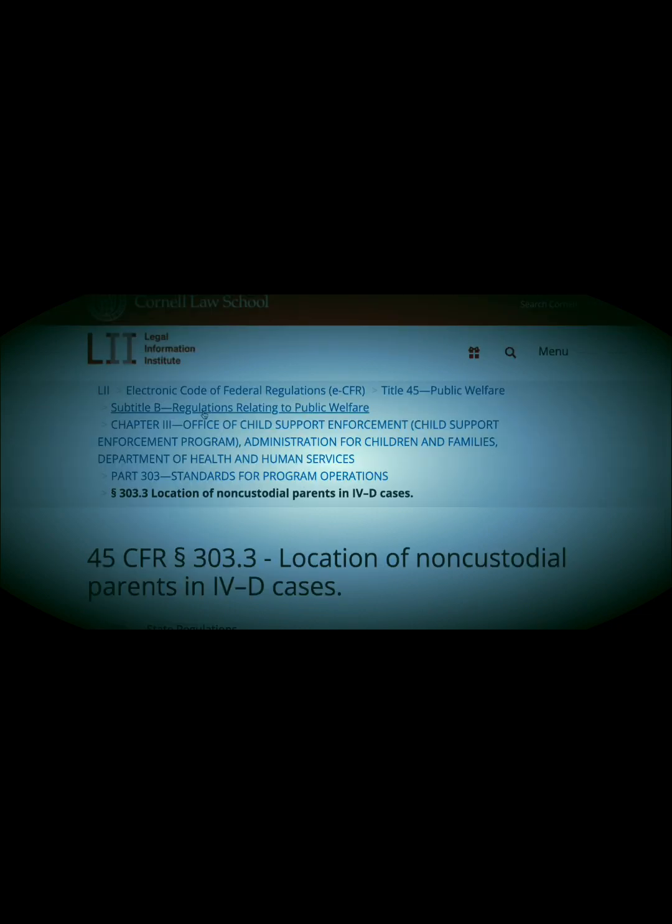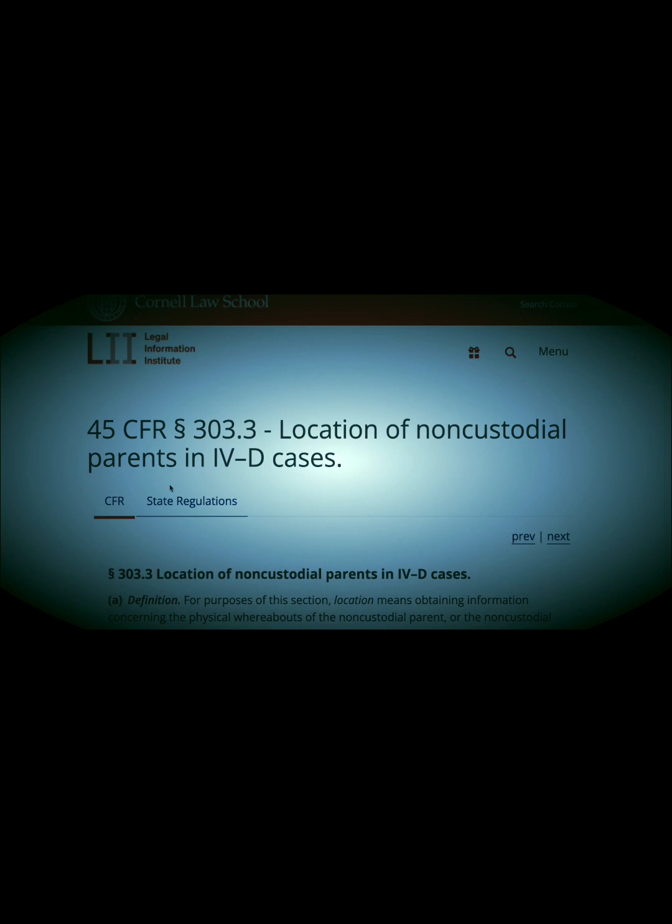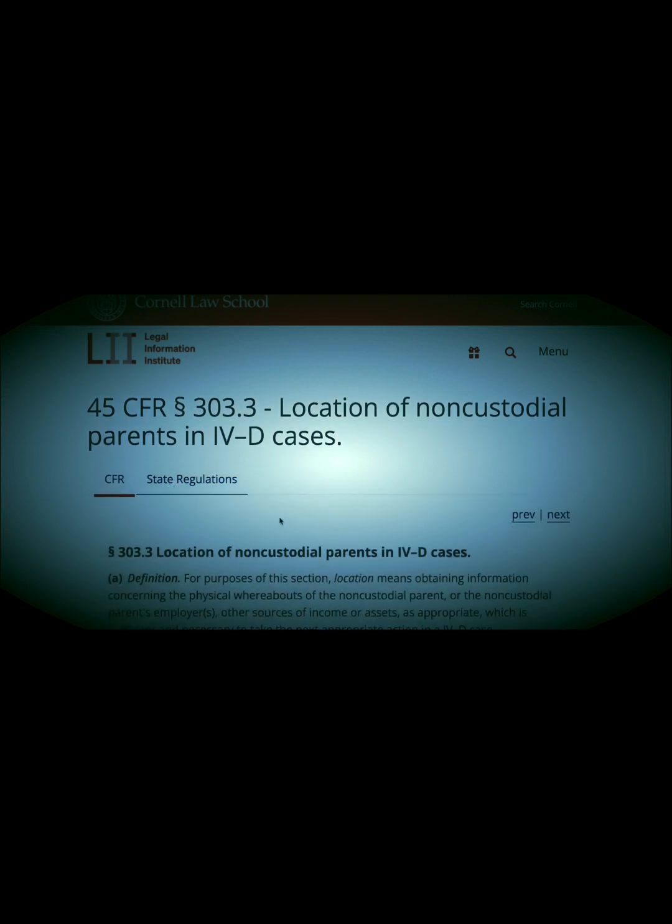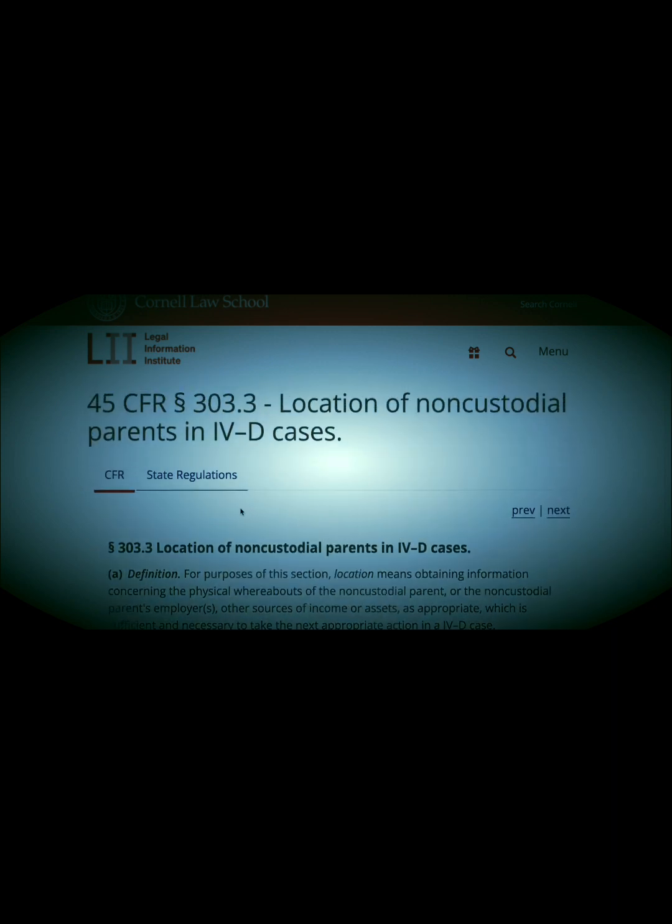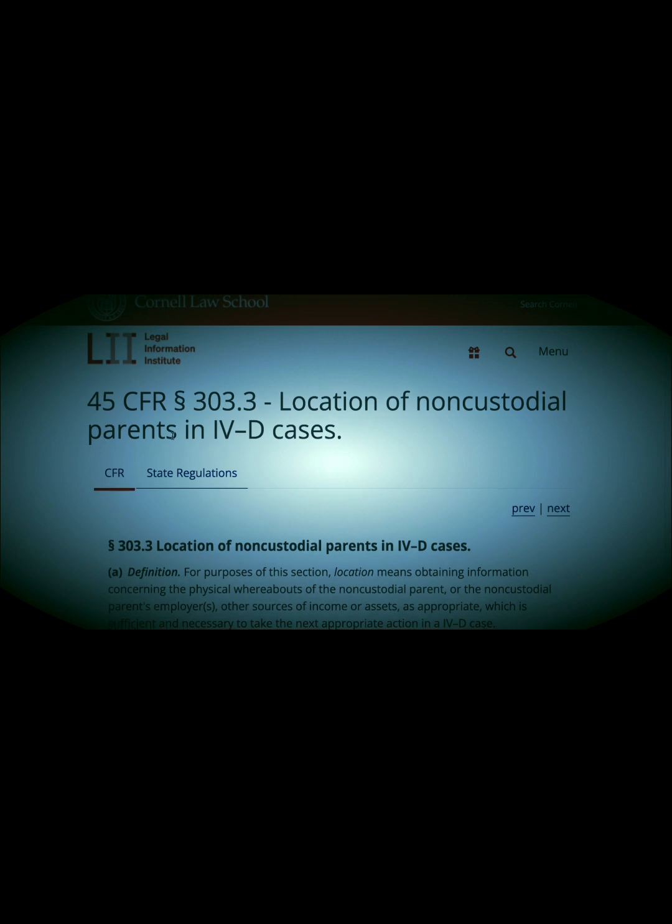Let me see. Let's see, 45. Let's see what that says. Let's read. Let's see what this says right here. I'm gonna send him this video so he knows what I'm talking about. So I'm gonna, let's see. Location of non-custodial parent.